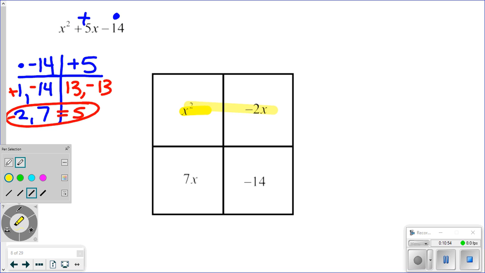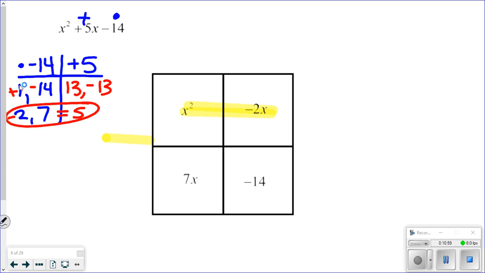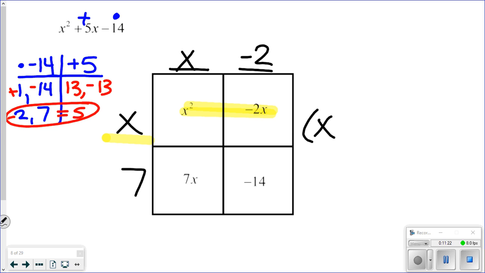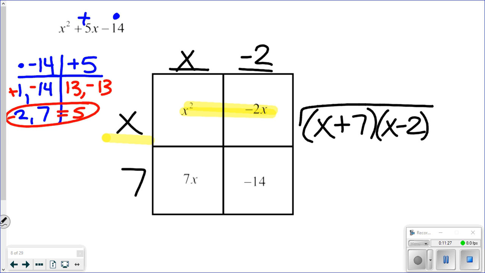So I'm going to look at these two, and what is the greatest common factor that they share? They share an x. X times what is x squared? X times what is -2x? X times what is 7x? And -2 times 7 is -14. So those would be our two answers: x plus 7, x minus 2.